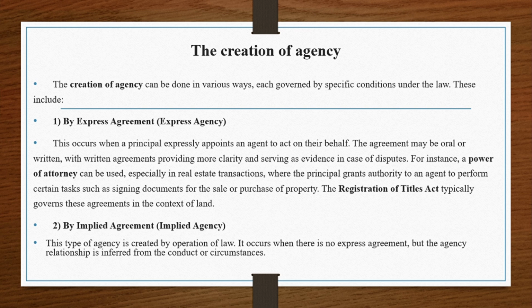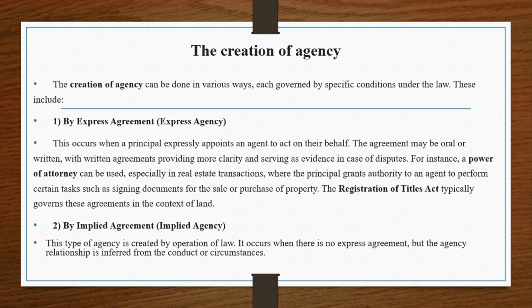This type of agency is established when the principal appoints an agent to act on their behalf. An example of an express agency, or express agreement: John wants to sell his house, but he's too busy to manage the sale himself. So he signs a written agreement with Mary, who is a real estate agent, authorizing her to find a buyer and negotiate the sale. So that is an express agency between John and Mary.